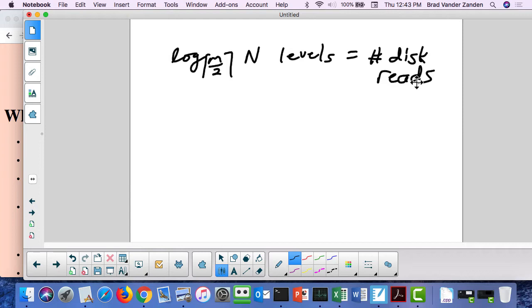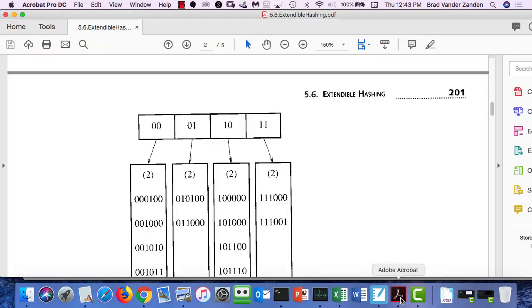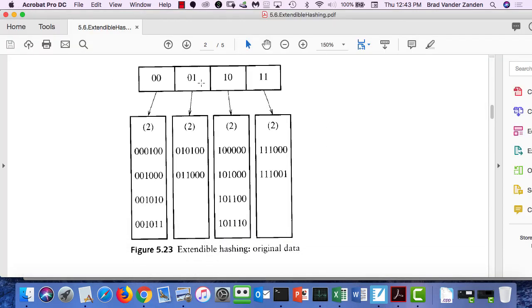So remember, with hashing, what you do is you have an array, and you compute a hash key. Use that hash key to index into the array. So extendable hashing has a similar idea. At the top level, it has an array as well. Now this array is stored on disk rather than in memory because that top level can get so big. And what the array is based on is the leading number of bits in a hash key.